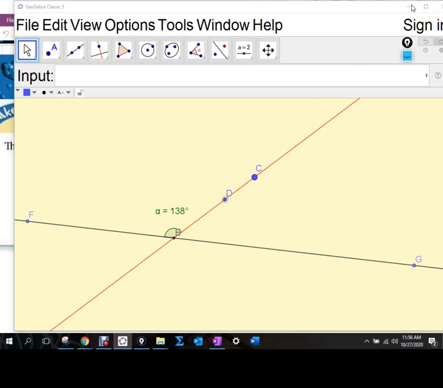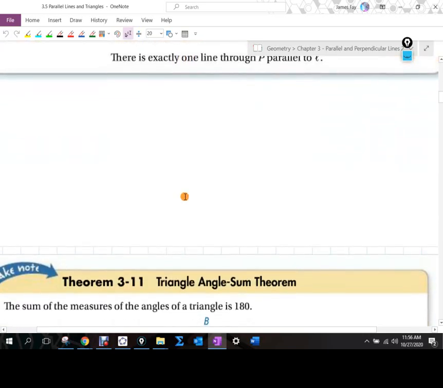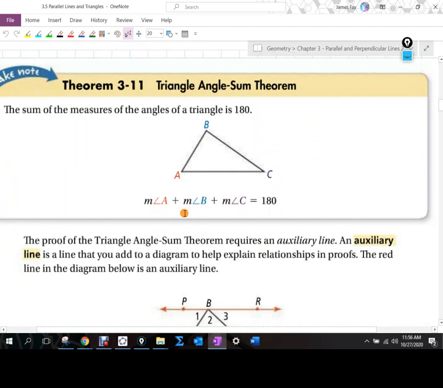Okay? So when we have a given line, like this black line, and a point that is not on it, there is always one line and only one line that goes through that point and is parallel to the given line. And there's one and only one line that goes through that point and is perpendicular to the given line. Okay? So that's a key fact for us. And the parallel postulate is actually going to be what allows us to prove this theorem here. It's called the triangle angle sum theorem.